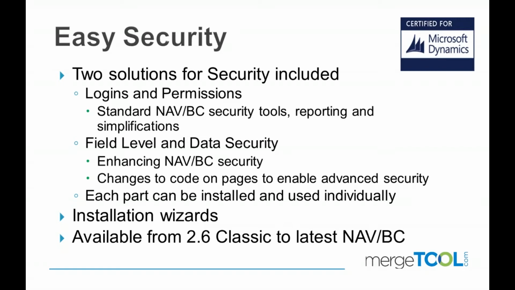Our Easy Security solution is really two parts: login and permissions for standard NAV Business Central, allowing you a lot of simplifications, but also a lot of reporting against security if you need segregation of duty, for example. The other part is the field level and data security, which enhances the normal NAV security with features you would normally have to write code for. You can buy, install and use each part individually.